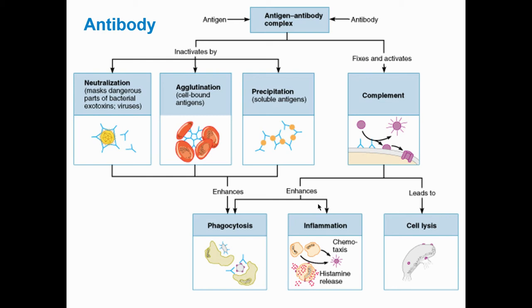Another thing that antibodies can do when they surround a particular antigen, they make it easier for white blood cells to phagocytize it. The word for this is opsonization, which literally means to make tasty. So, in other words, it's easier to eat. Another thing they can do is they can increase inflammation, and then they can also, again, help with complement and cell lysis.